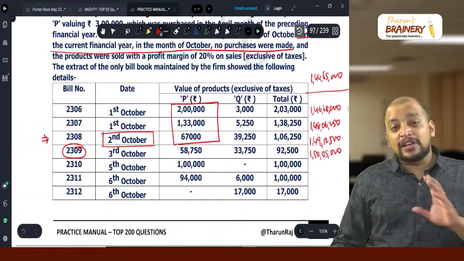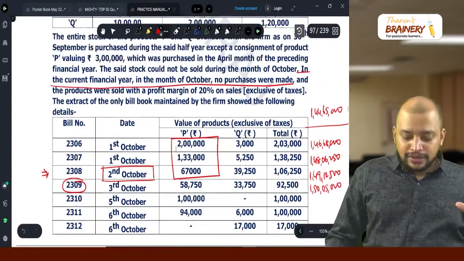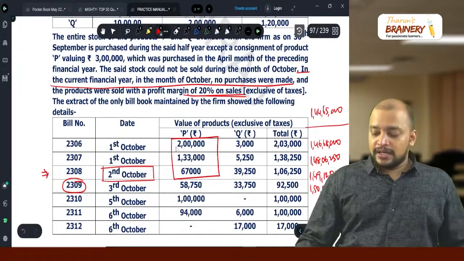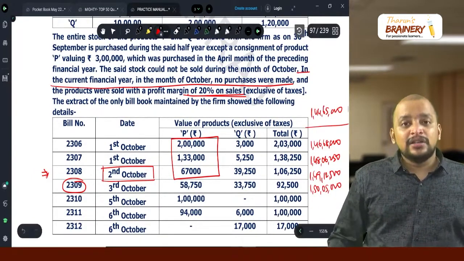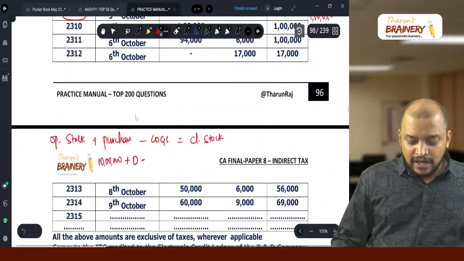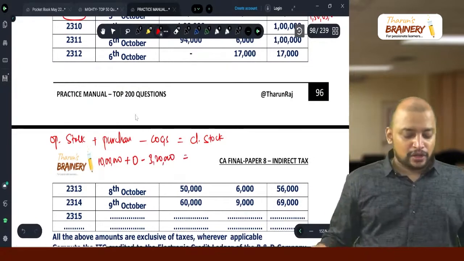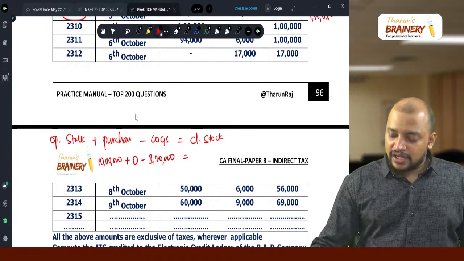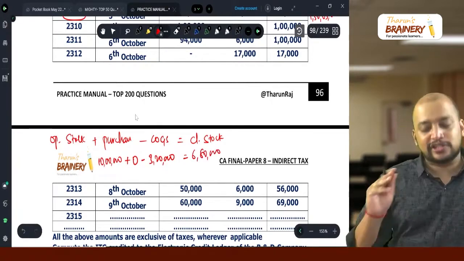But 4 lakhs we don't deduct, that is the sale value. We need the cost of goods sold. So what is the profit margin? 20% on sales. So 4 lakhs minus 20% is 3,20,000. So 3,20,000 needs to be reduced, and that will give the closing stock. So 10 lakhs minus 3,20,000, 6,80,000 will be taken as the closing stock here.